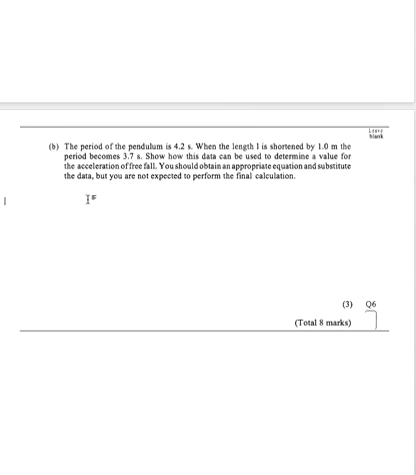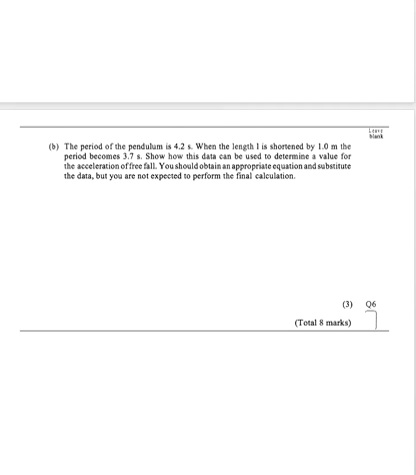Final part of the question then, part B. The period of the pendulum is 4.2 seconds. When the length L is shortened by 1 meter, the period is 3.7 seconds. Show how this data can be used to determine a value for the acceleration of free fall. You should obtain an approximate equation and substitute the data, but you're not expected to perform the final calculation. So we have two periods, we have a difference in lengths, and we want to work out g.